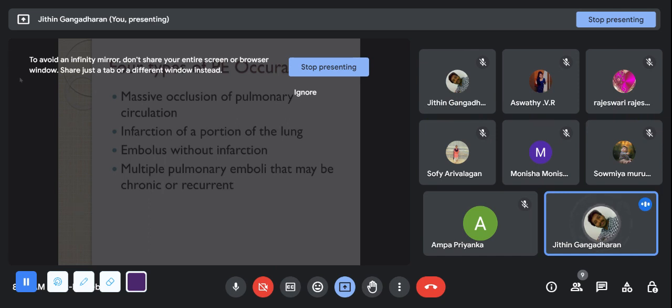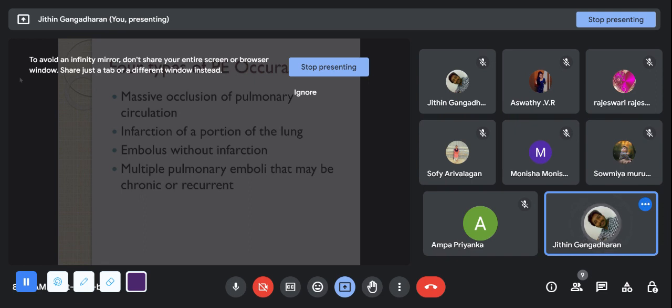What are the causes for this occlusion? An air embolism may be the reason. An amniotic embolism may be a reason. All these conditions cause occlusion of these pulmonary arteries. Then infarction of a portion of your lungs, lung infarction. Just as a heart infarction or MI, myocardial infarction, happens, in the same way lung tissues can also be infarcted because of decreased oxygen supply.